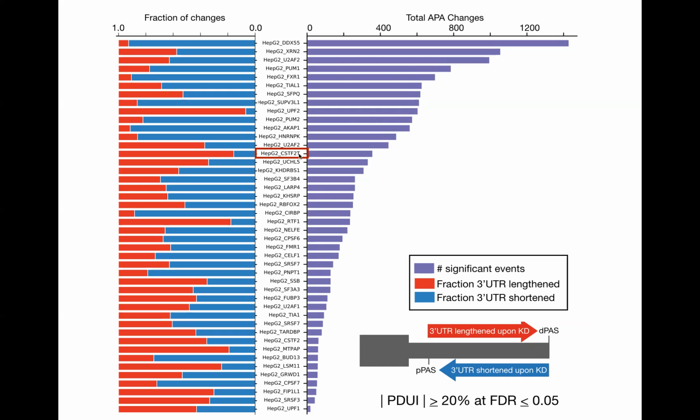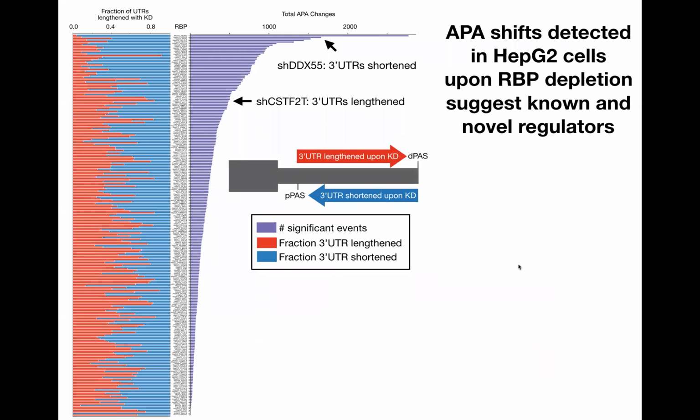CSTF2T depletion leads to a 3' end lengthening upon knockdown. That's consistent with targeted 3' end sequencing experiments in cell lines that showed global 3' UTR lengthening upon depletion of this core cleavage and polyadenylation subunit. So showing half the data here, all the RBP knockdowns in one of the 2 cell types, HepG2, we see our positive controls right here.